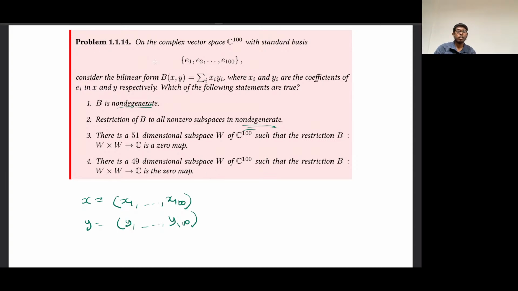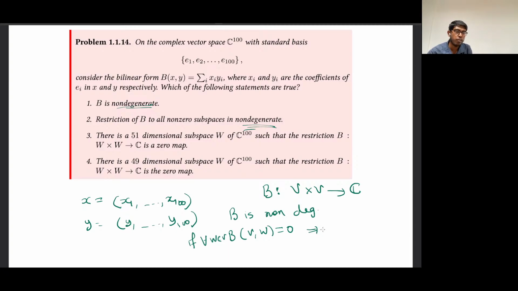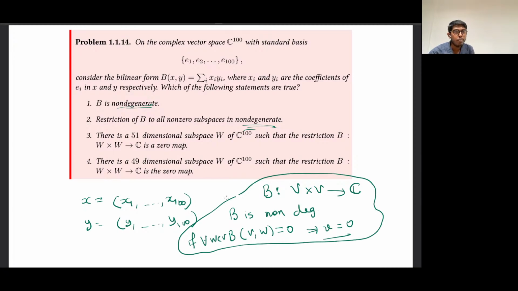So first of all, if B from V cross V to C is non-degenerate, what do I mean by that? It means that if for every w in V, B of (v,w) equals 0, this implies v equals 0. This is the definition of a non-degenerate bilinear form, that if B of (v,w) is equal to 0 for every w, then v has to be 0.